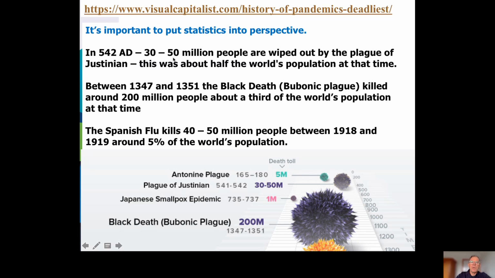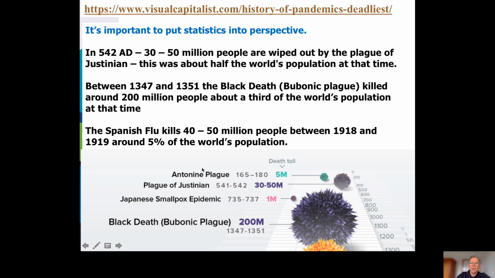And yeah, so here it's one thing to have the data, but then to try and put it in perspective. So this 30 to 50 million was half of the world. Imagine half of the world's population wiped out between this period, and a third of the world's population wiped out. And then the Spanish flu, 5%. So, you know, big figures, and then we put it in perspective.